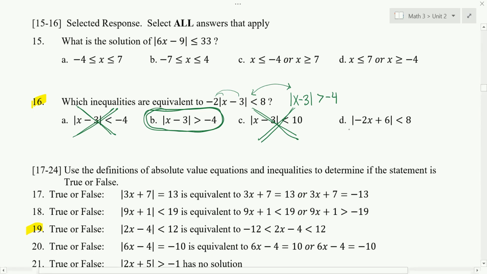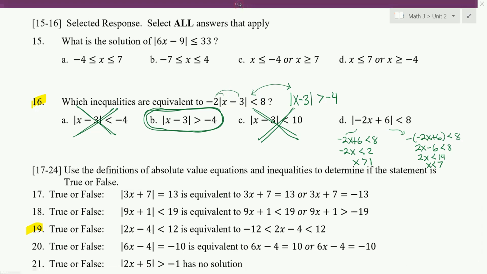So for D, I'm going to solve. We got -2x plus 6 less than 8 is one option, and the other option is -2x plus 6 less than 8. Solving these, -2x less than 2, x is greater than 1. The second case, I'll distribute the negative, I'll get 2x minus 6 is less than 8. Add 6, 2x is less than 14, so x is less than 7. And I made a mistake on the first one. It should say x is less than 1.